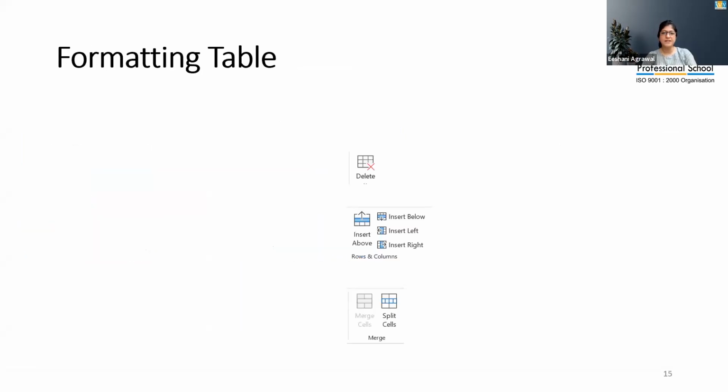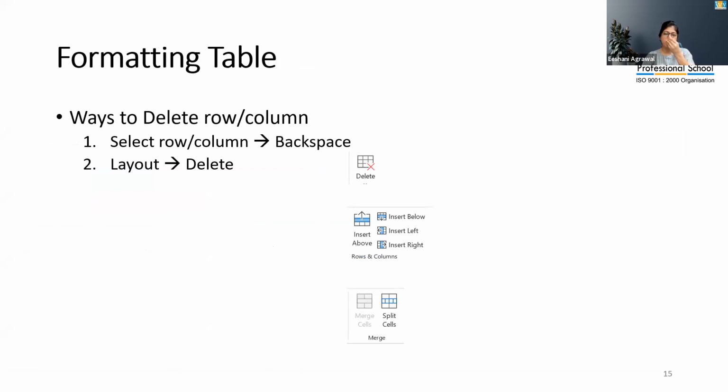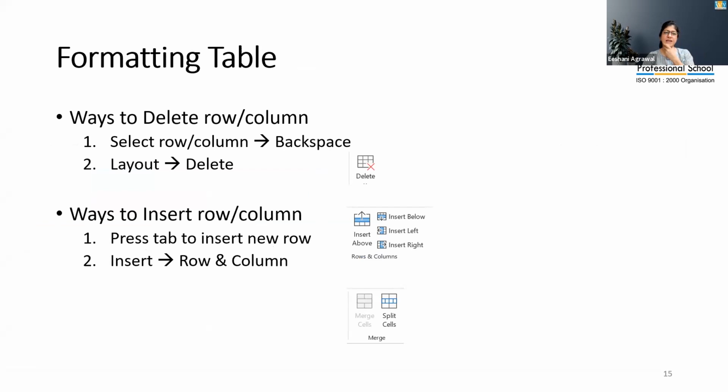Okay, after this, let's talk about formatting. So what are the things in formatting? The one thing is that if I want to delete the rows or the columns, how do I do it? There are 2 ways, so we'll talk about both the ways. If I want to insert rows and columns, then how do we do it? We'll talk about that. And if you want to merge cells or split a cell, how do you do it?